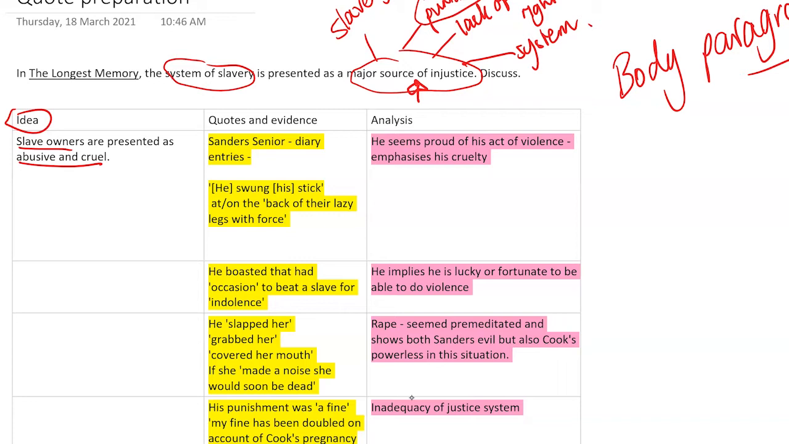And you guys all talked about Sanders Sr. and his diary entries. And so then we looked up quotes, and basically if I've got plenty of time and I'm planning and writing a slow essay, so it's not in test conditions, I'm just mapping out my paragraph, I want to get really good evidence and analysis, I will do something like this. I'll write an idea, I'll come up with quotes and evidence, moments from the text, and then I'll write some analysis for it. And then when I write my paragraph, I just have to weave these ideas together.